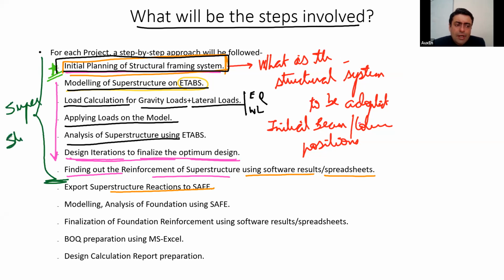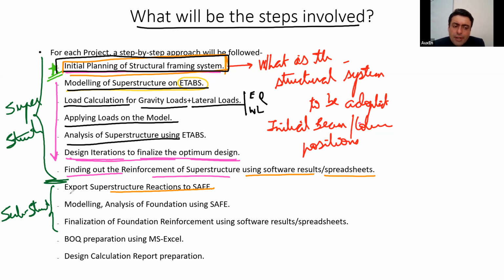Superstructure means above ground, whatever we provide, that is usually called superstructure. From here on, we will move on to substructure. Substructure means whatever is below ground, generally foundation systems. So that is called substructure. So we will move on to substructure.